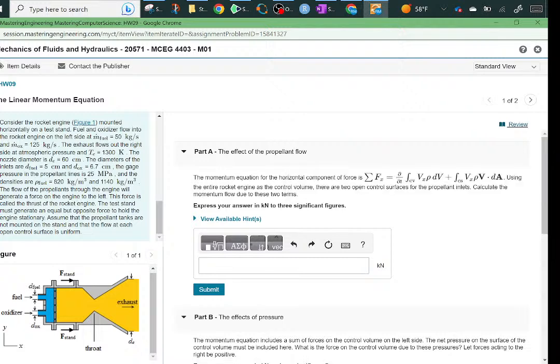Using the entire rocket as a control volume, calculate the momentum flow due to these two terms. Which two terms? The effect of this term and that term, of the propellant flow. But it says it's steady. I think it does. If it's not steady, it becomes almost unsolvable. And then it's just the propellant in my part.